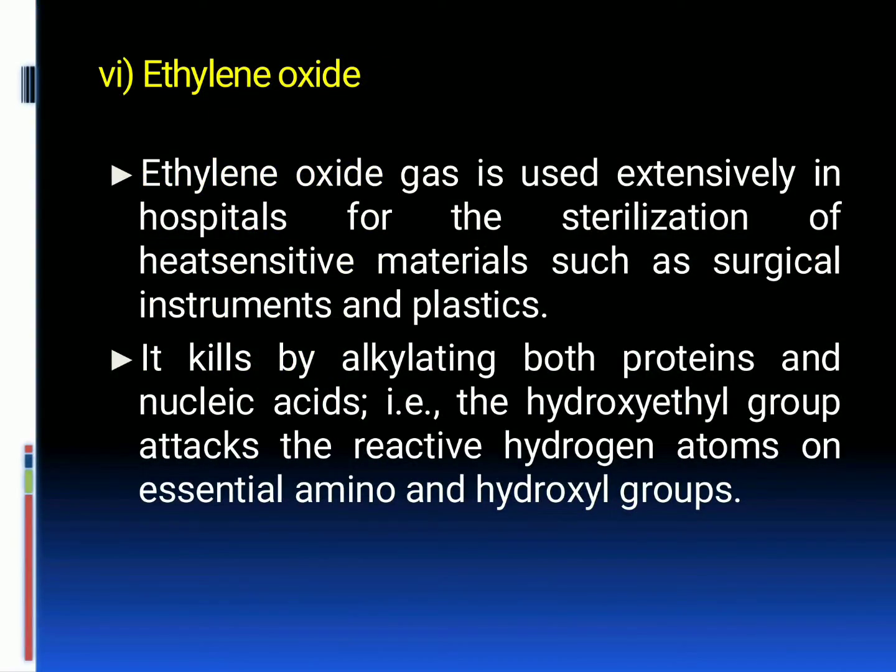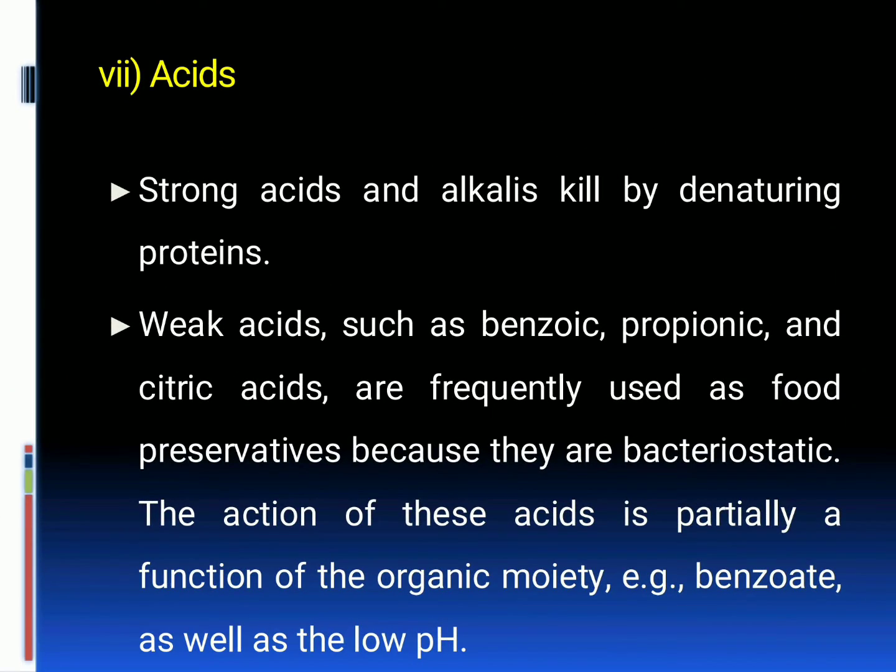Next, ethylene oxide. Ethylene oxide is a gas used extensively in hospitals for sterilization of heat sensitive material such as surgical instruments and plastic. It kills by alkylating both protein and nucleic acid. Hydroxyethyl group attacks the reactive hydrogen atom on essential amino and hydroxyl groups. This also kills by modifying protein and nucleic acid.